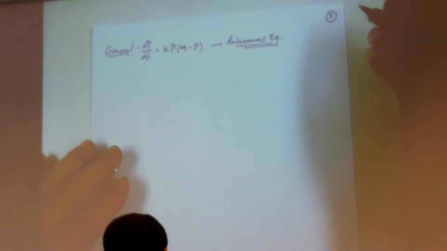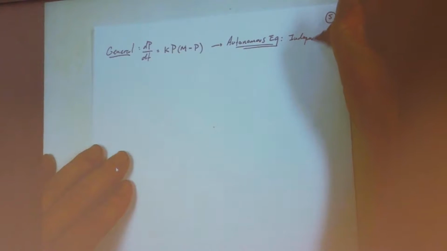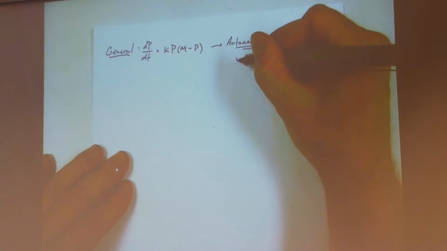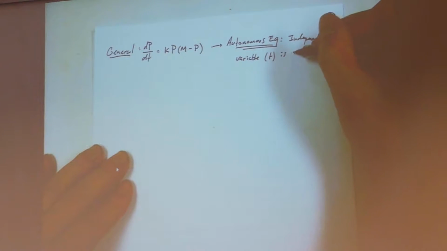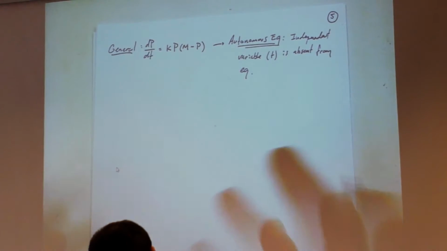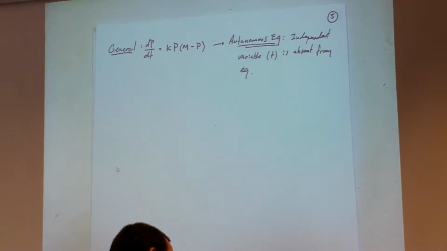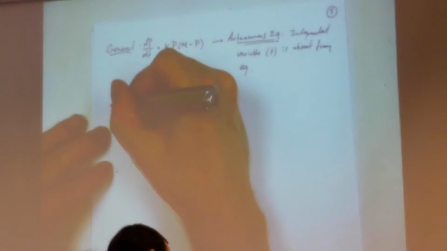So I'll just say its independent variable is absent. And that's what an autonomous equation is. So there is no mention of t. It's not a function of t at all. It's just a function of p and those parameters. All right, so here's the general solution.